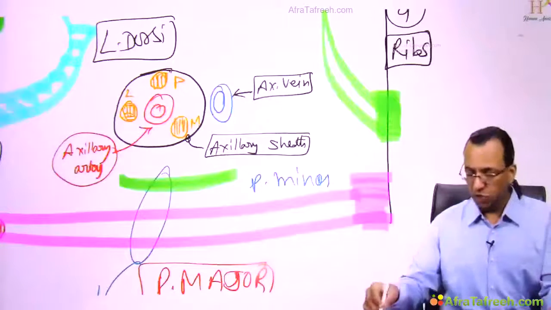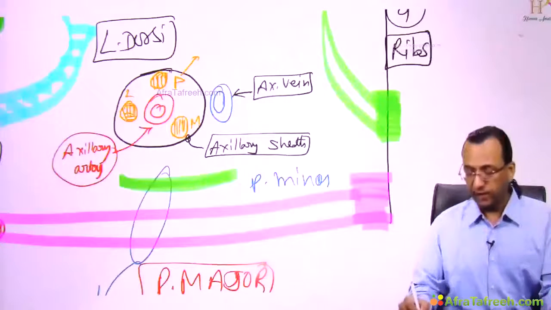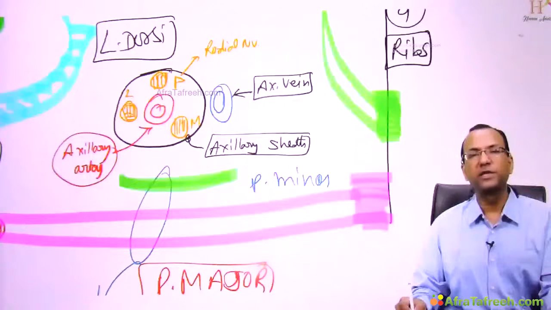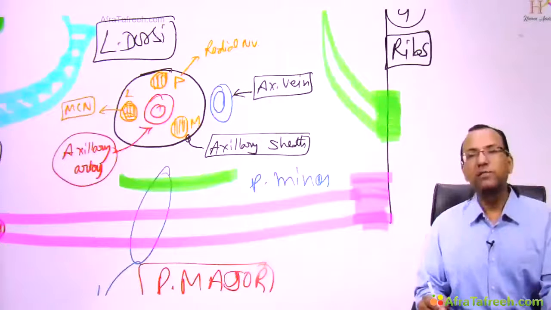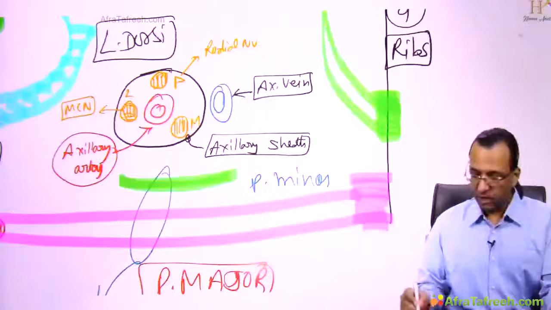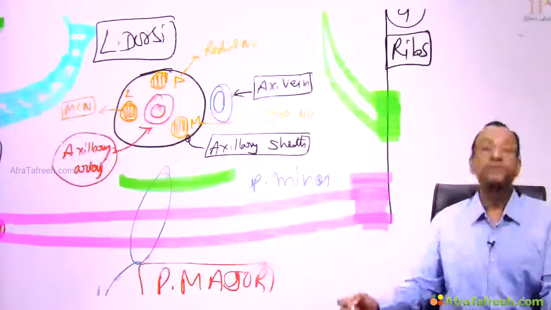Do you remember? The posterior cord of the brachial plexus will continue as the radial nerve. And what is the lateral cord of the brachial plexus continuing as? The musculocutaneous nerve. And what is the medial cord of the brachial plexus continuing as? The ulnar nerve. That will be the ulnar nerve.